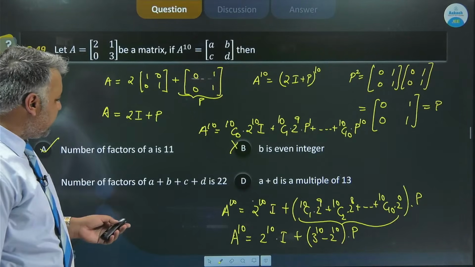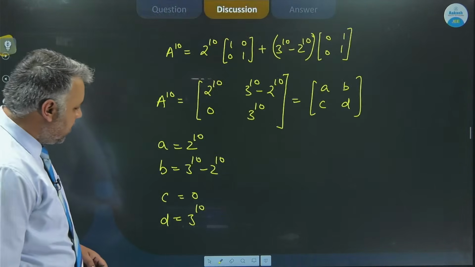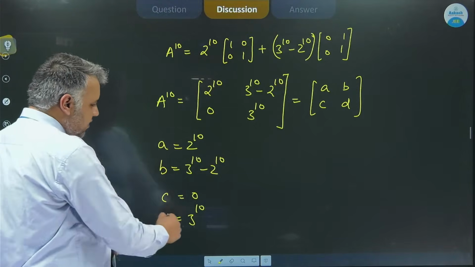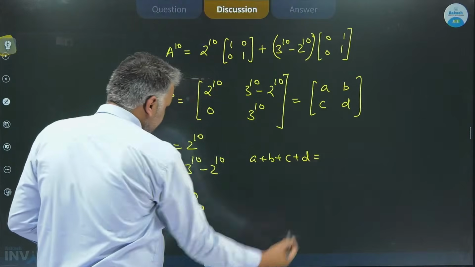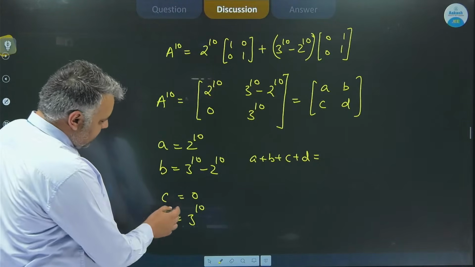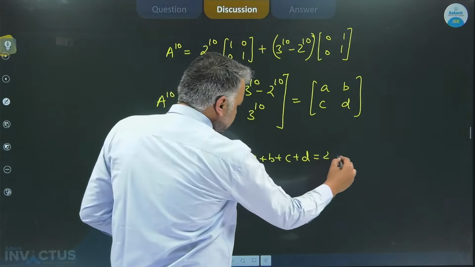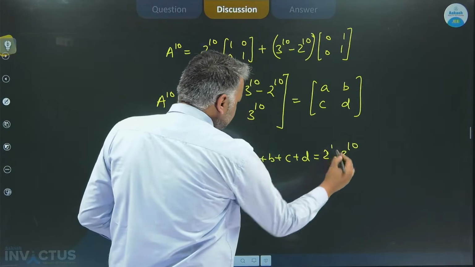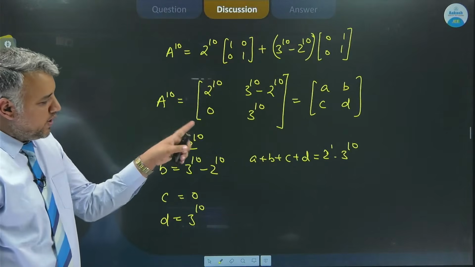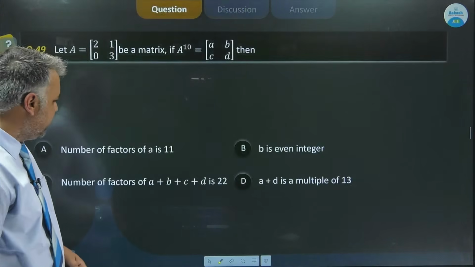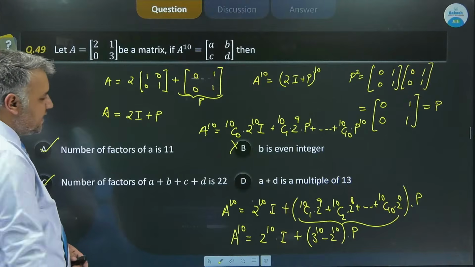Number of factors of A plus B plus C plus D. Okay, we have to add A, B, C, D. So A plus B plus C plus D will be, I think, 2 into 3 power 10. So 2 power 1 into 3 power 10. So the total number of factors here will be 2 into 11, that will be 22, and it is 22. So option C is correct.